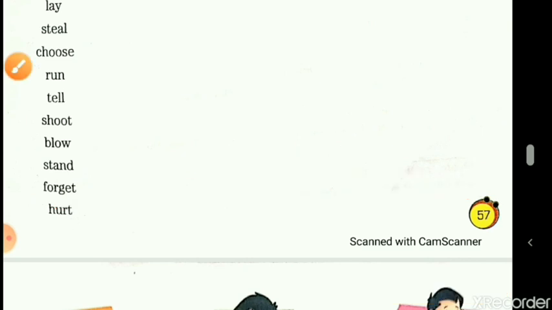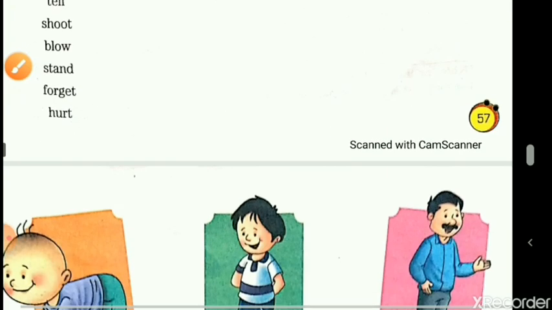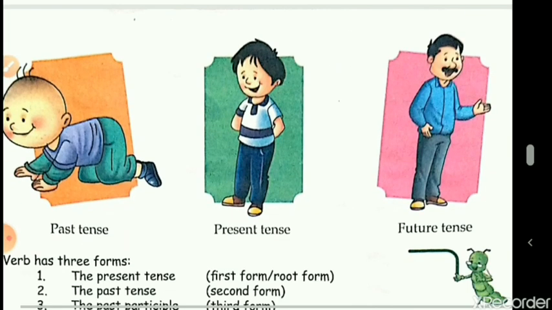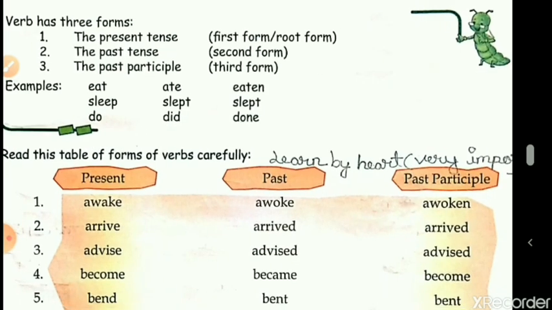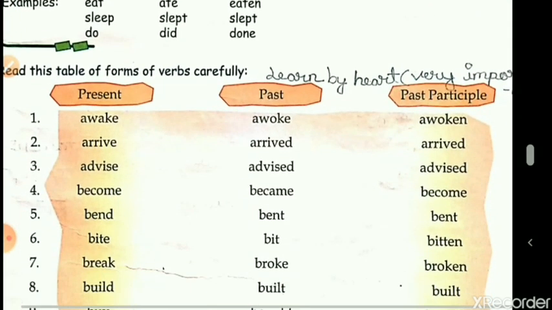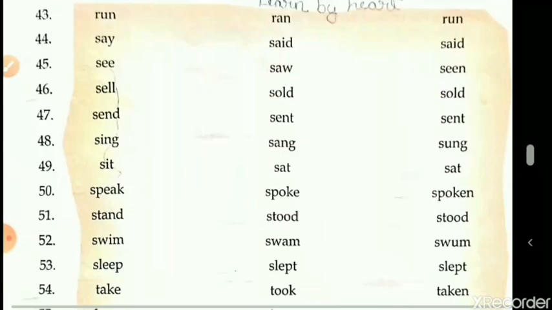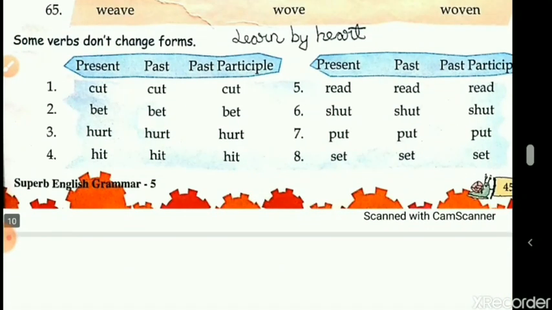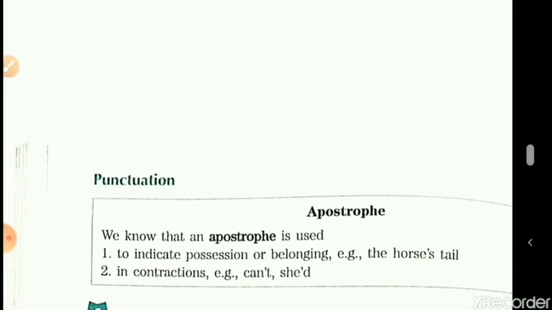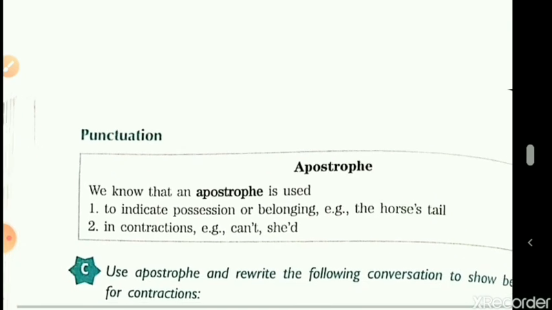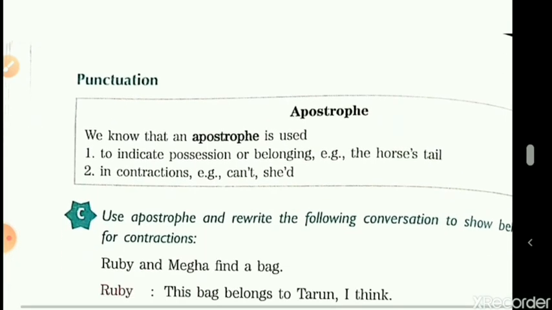So now please learn the examples given in your Unit 10 grammar book on verbs, page number 43, 44 and 45. Please learn this so that you can easily change the base form of the verb into the past form and the past participle form.